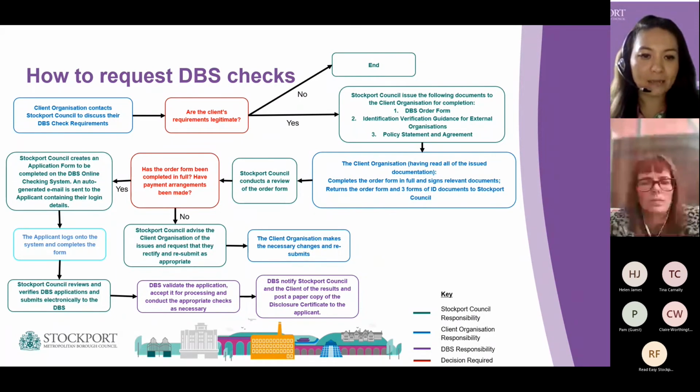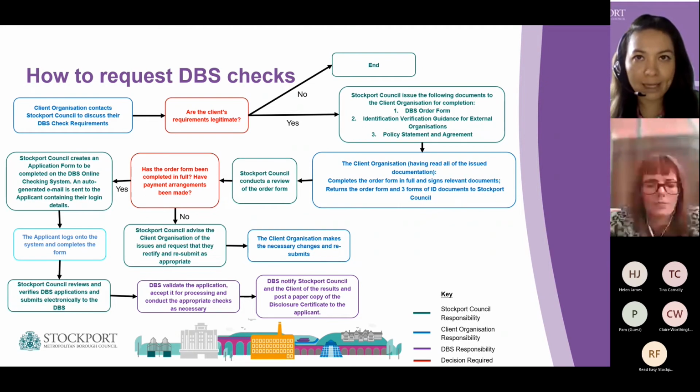For basic checks, there is an option to not receive a certificate in the post. So if the applicant needs a certificate, you need to ensure that they're selecting that on the application form to say that they need a physical certificate in the post. With a standard and enhanced check, they'll automatically just get the certificate in the post.